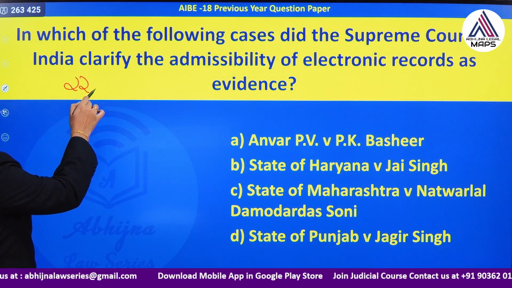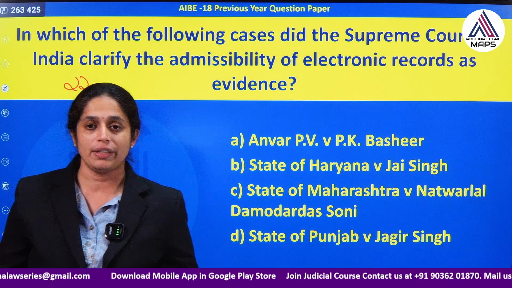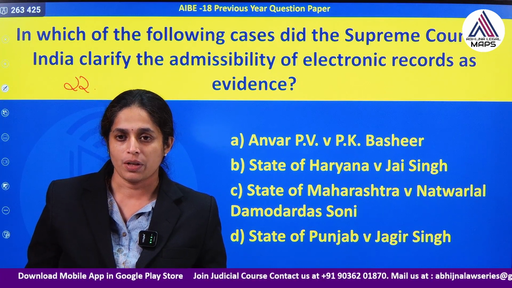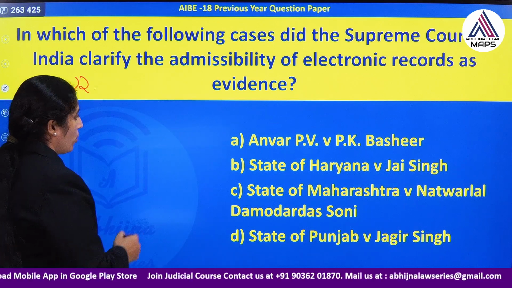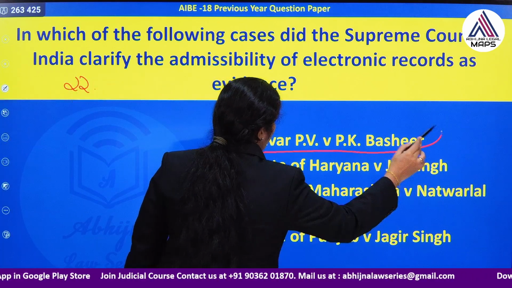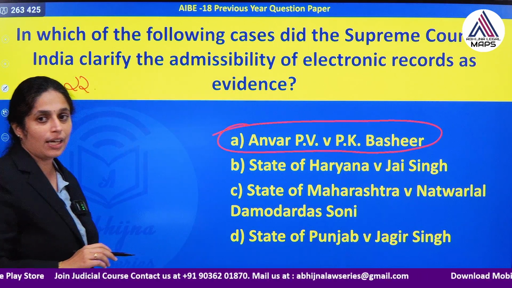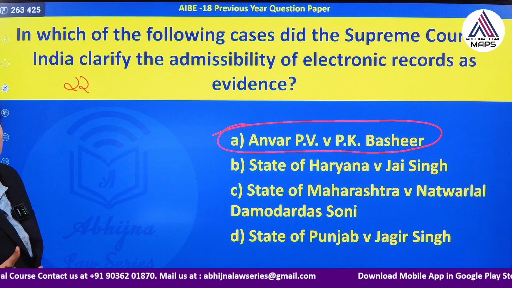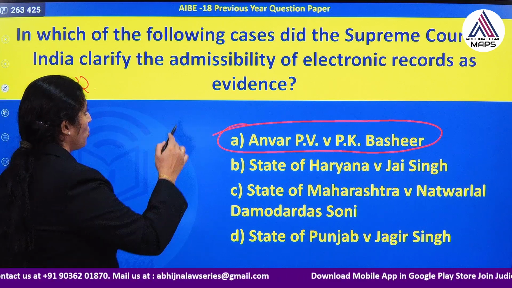22nd question. In which of the following cases did the Supreme Court of India clarify the admissibility of electronic records as evidence? This is a question based on the case law Anwar PV versus PK Bashir. This is a case where the Supreme Court has given a landmark judgment regarding admissibility of electronic records.